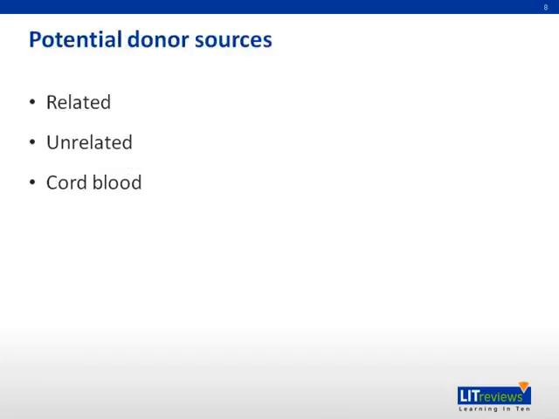Allogeneic hematopoietic stem cells can be obtained from a related donor, usually a sibling, or less commonly a haploidentical donor, and this may be the parent of a patient or the child of the patient, or even a sibling with a half-match HLA. An unrelated donor is usually an adult, or in the case of a cord blood transplant, the source is cord blood.